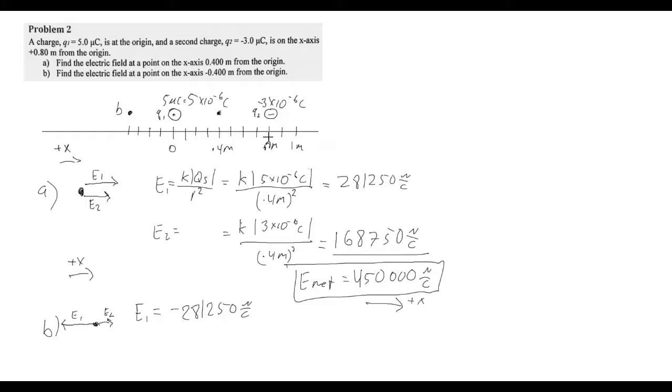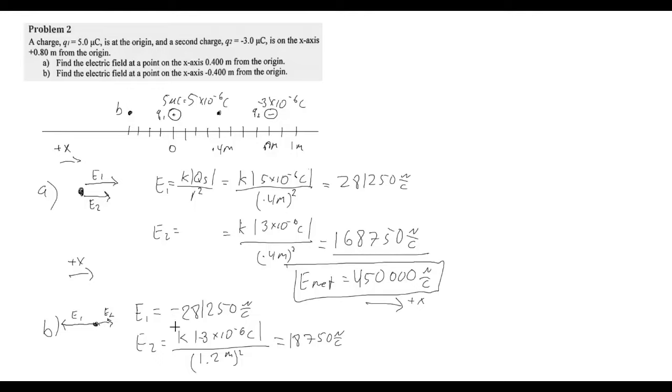Plugging everything in for this one now with our new distance, which is actually going to be the entire distance from here to here, which is 1.2. E2 is going to be K times 3 times 10 to the negative 6 coulombs over the distance 1.2 meters squared. This comes out to 18,750 newtons per coulomb.